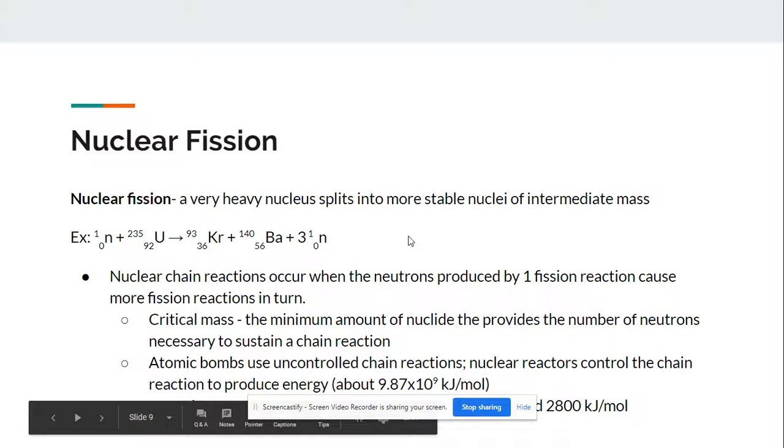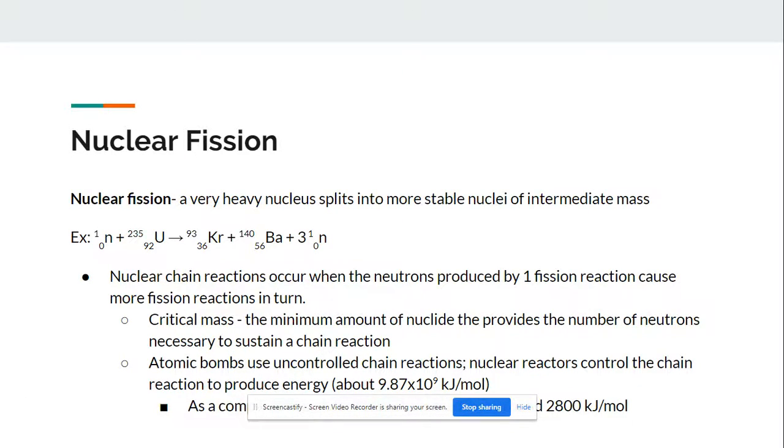This will be our last video in our nuclear chemistry unit, and in this one we're going to talk about the difference between fission and fusion reactions. Nuclear fission is where we're going to take a very heavy nucleus of a radioactive element and split it into two or more stable nuclei that are kind of intermediate mass.